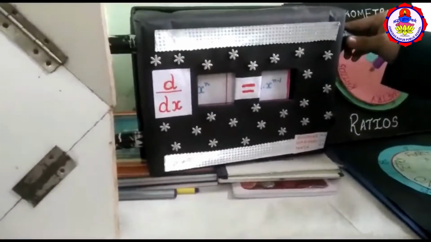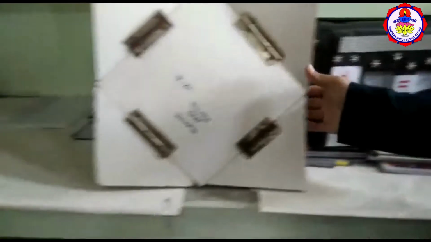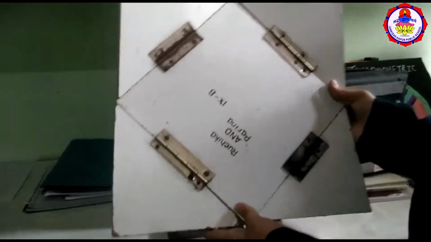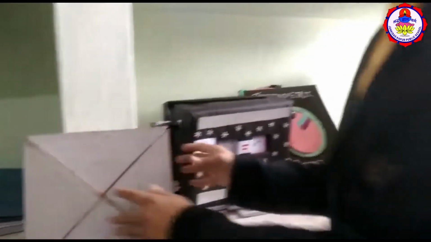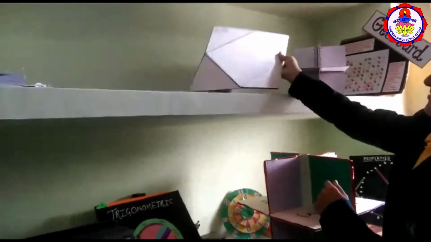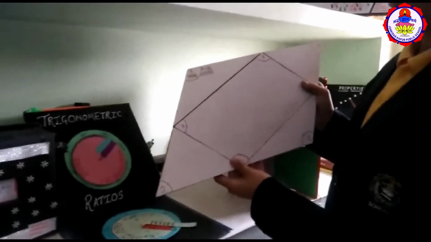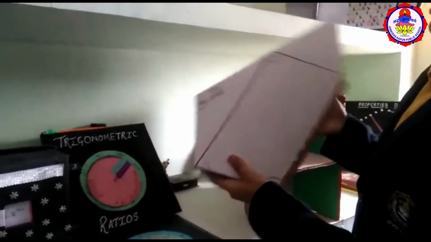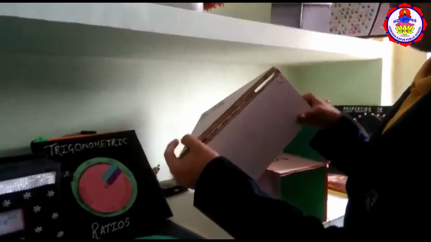This model helps us to learn the formulas of derivatives. This dynamic model helps us to know that when the midpoints of a square are joined, we again get a square. This beautiful model helps us to learn that when the midpoints of a parallelogram are joined, then we again get a parallelogram.